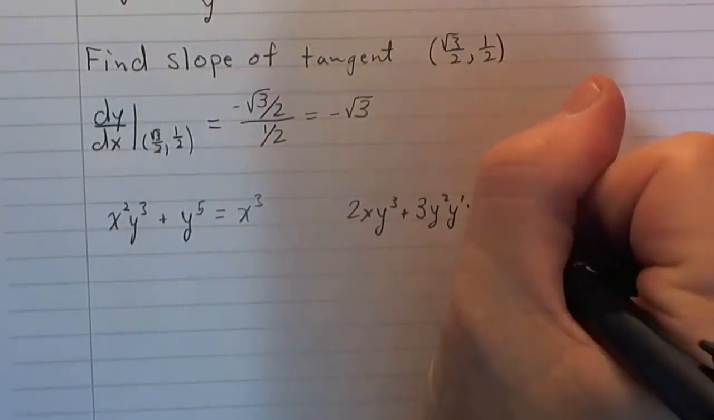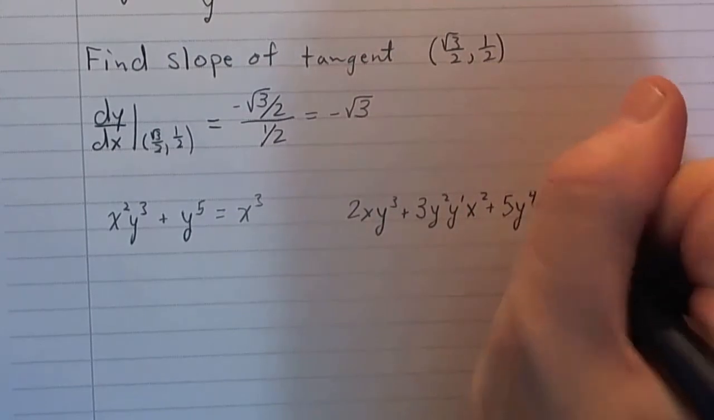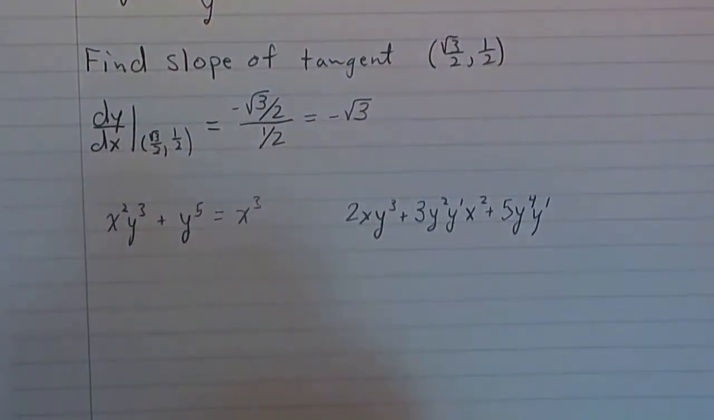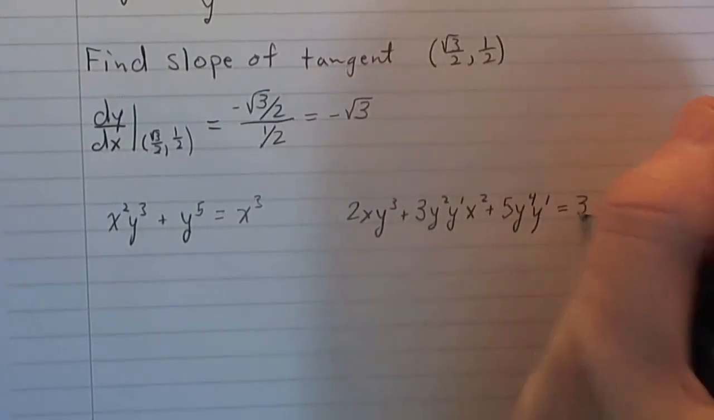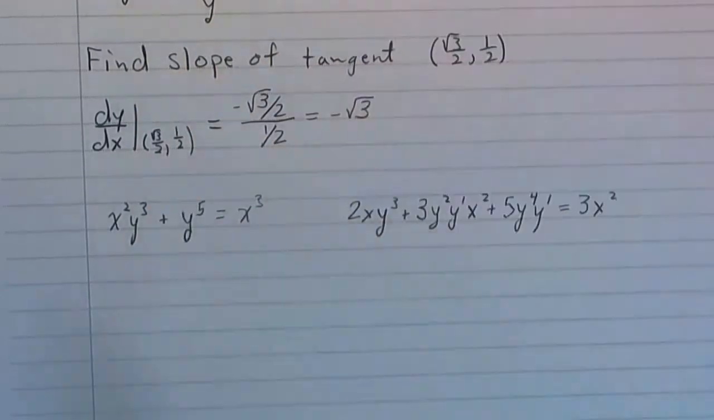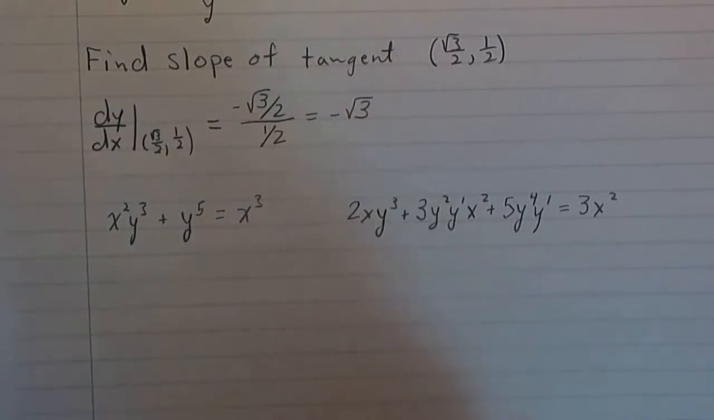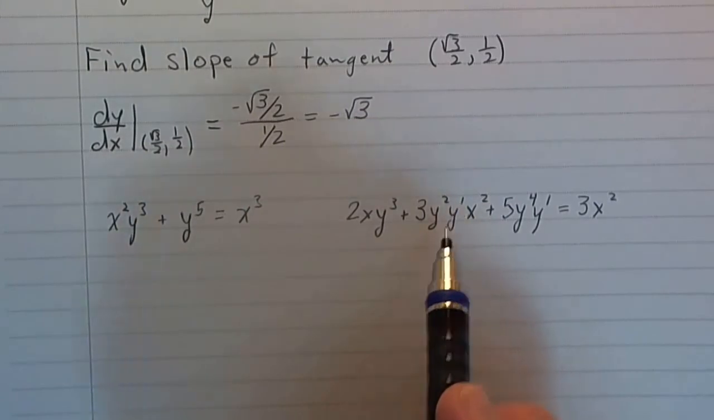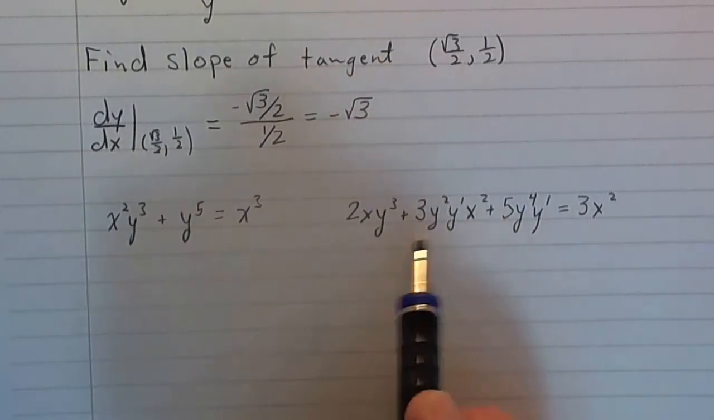Okay, plus 5y to the fourth y prime. Got to tack on that y prime equals 3x squared. Now, I've done my differentiation, but what I need to do is solve for y prime. Whenever you do this, you're going to have a situation where y prime is something that you can solve. We can solve for y prime.